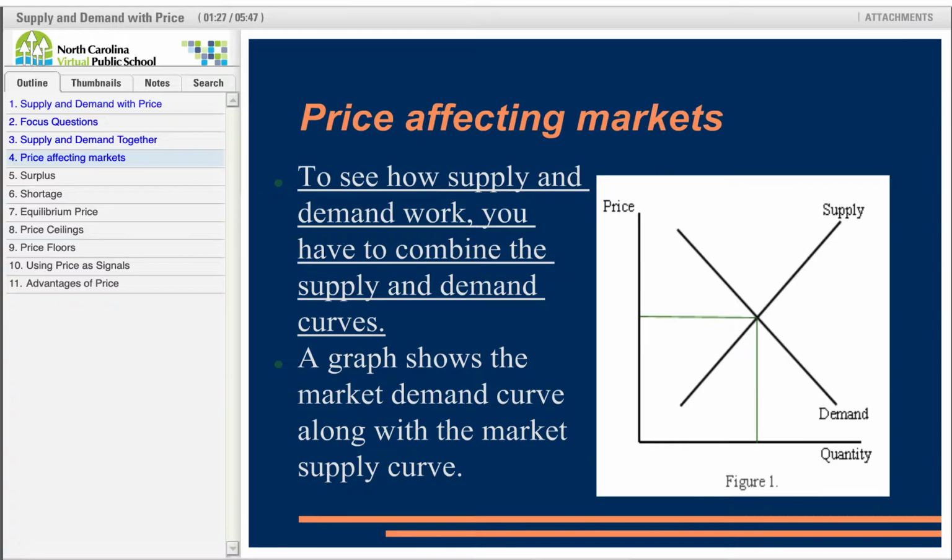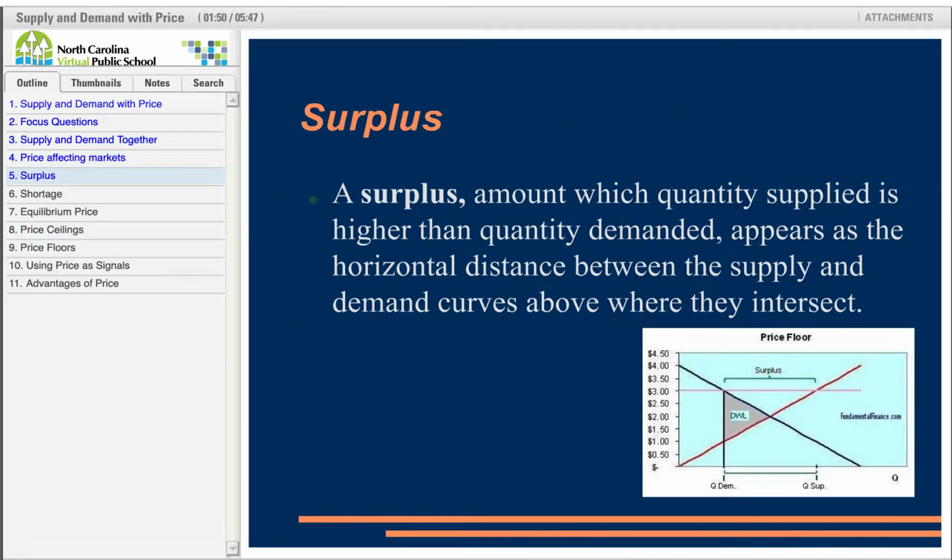When constructing the supply curve, keep in mind that the price is the most significant influence on the quantity supplied of any product. For example, you are offering your services for sale when you look for a job. Your economic product is your labor, and you would probably be willing to supply more labor for a high wage than you would for a low one. Thus, the amount by which quantity supplied is higher than quantity demanded appears as the horizontal distance between the supply and demand curves above where they intersect.